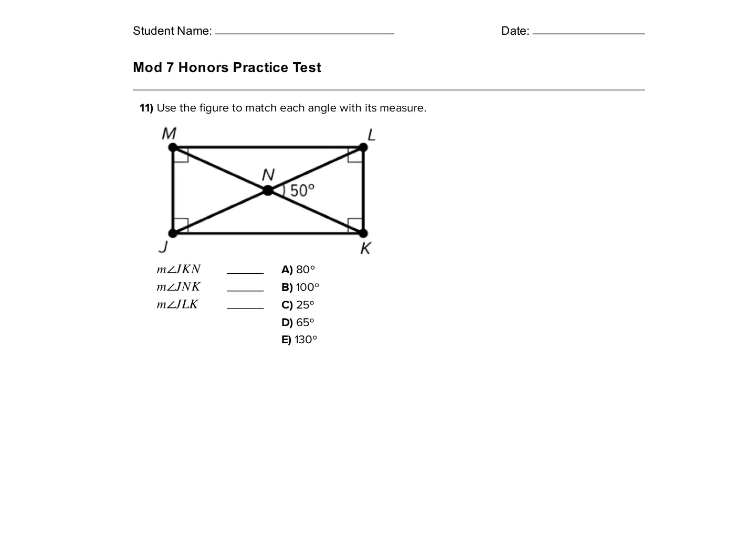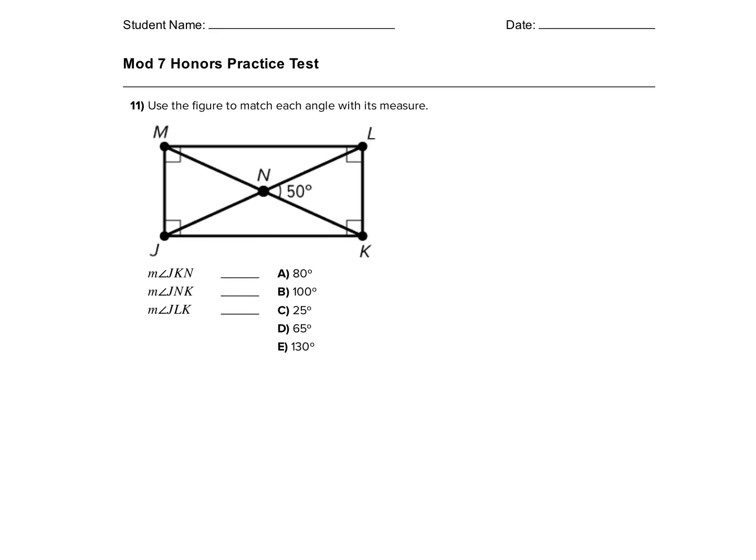All right, use the figure to match each angle. This is something that many of you struggled with on the last test, is just identifying angles. All right, so first what I notice is I see 4 90-degree angles. So that means what I'm looking at here is a rectangle.